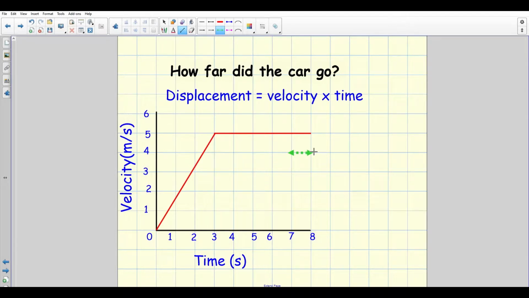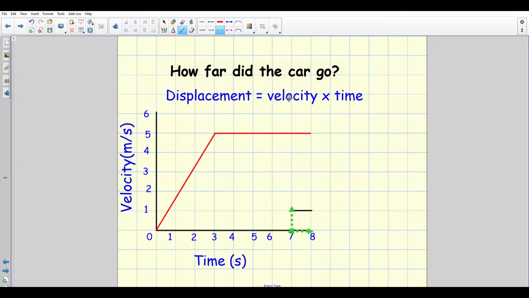If I want to know how far a car's gone, I'll do another little graph. Say the car's gone this far, that's the only distance it's travelled. It started at 7 seconds and went that speed for that long. So I've got myself a little rectangle, and to work out its area, all I'm going to do is multiply the sides by each other. So I've got 1 meter per second for 1 second.